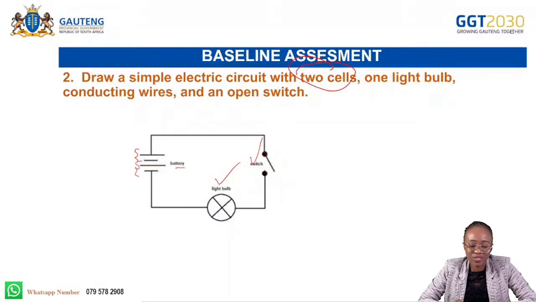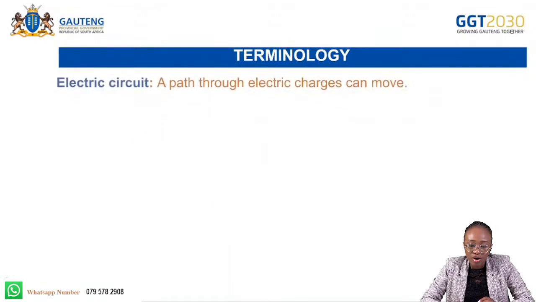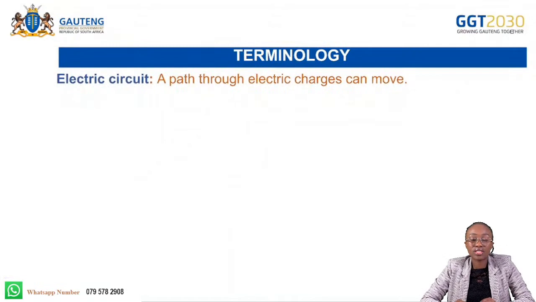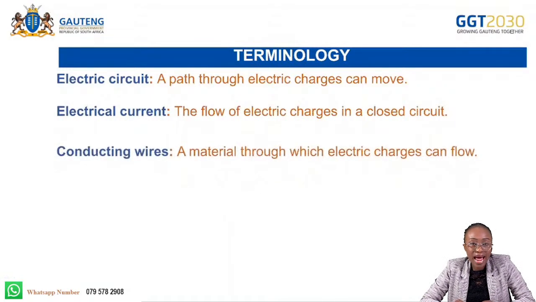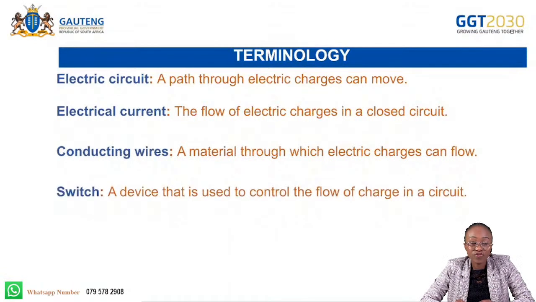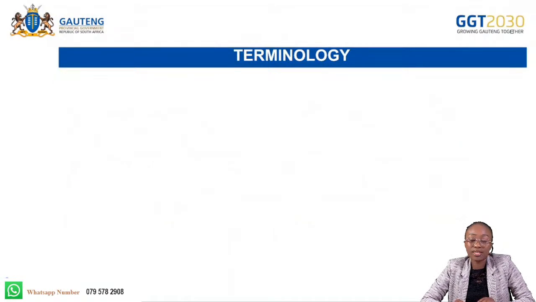Welcome back. Now let's move on to terminology. The first term is electric circuit. Electric circuit, this is a path through which electric charges can move. Electrical current, the flow of electric charges in a closed circuit. Conducting wires, a material through which electric charges can flow. Switch, a device that is used to control the flow of charge in a circuit.